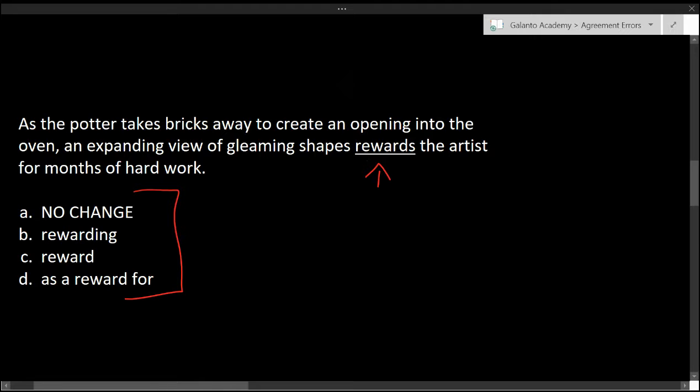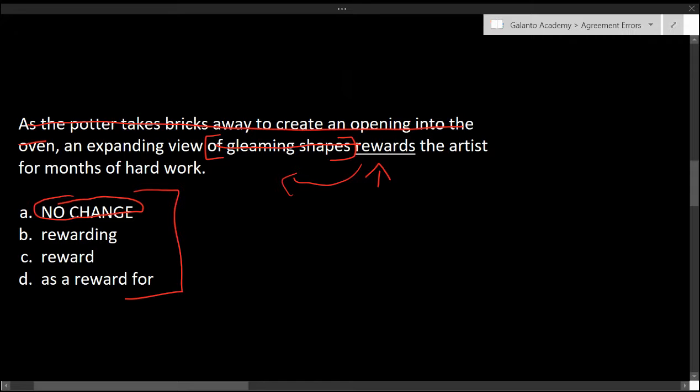So what is reward supposed to be agreeing with over here? Well, what is rewarding the artist? An expanding view is. So this modifier is just telling us what kind of view it is. So an expanding view rewards the artist for months of hard work. So our correct answer here is no change. And we see that our bare bones sentence is an expanding view rewards the artist. We actually don't need to be looking at any of this right here, or right here, or right here.